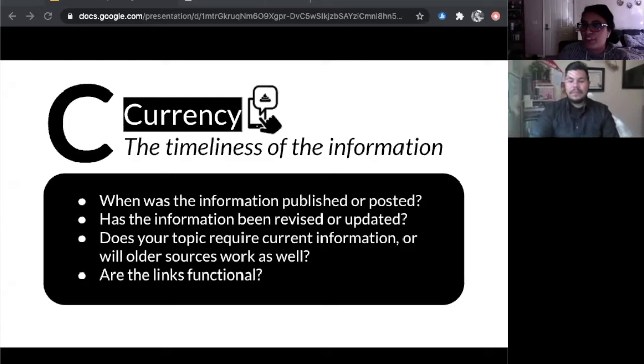So the C stands for currency, or the timeliness of information. The questions you would want to ask here are: when was the information published or posted? Has the information ever been revised or updated? Does your topic require current information, or will older sources work as well? And if it is online, are the links functional? Yeah, so if you're looking for information on the best educational technology, you would probably want current information and not something from 1970, unless, of course, you're doing a historical survey, then something from back then might be okay. So again, context.